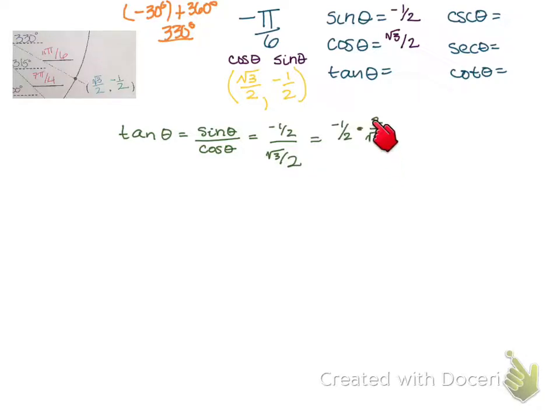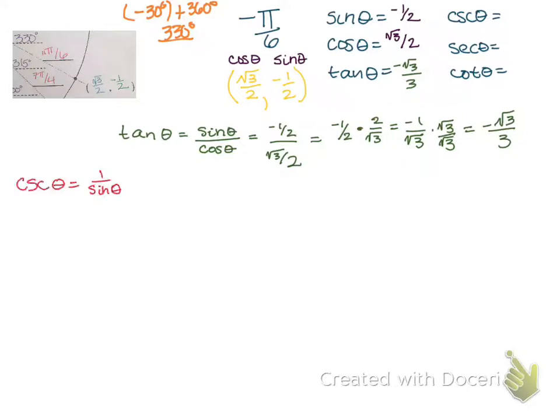Here, I've got the same number in the numerator that I do in the denominator, so they reduce out to 1. So I'm left with negative 1 over the square root of 3. Again, I don't want a root in the denominator, so multiply by square root of 3 over the square root of 3, which gives me negative square root of 3 over 3. And that's my tangent.